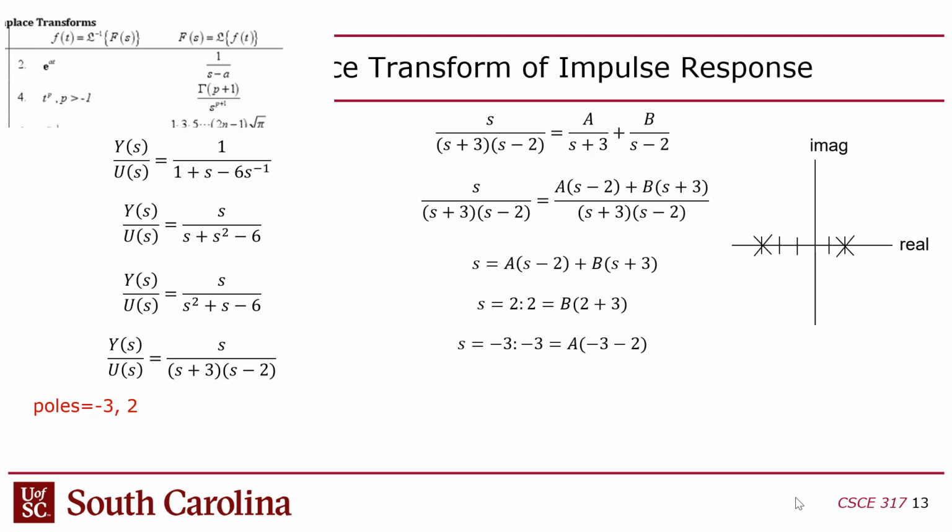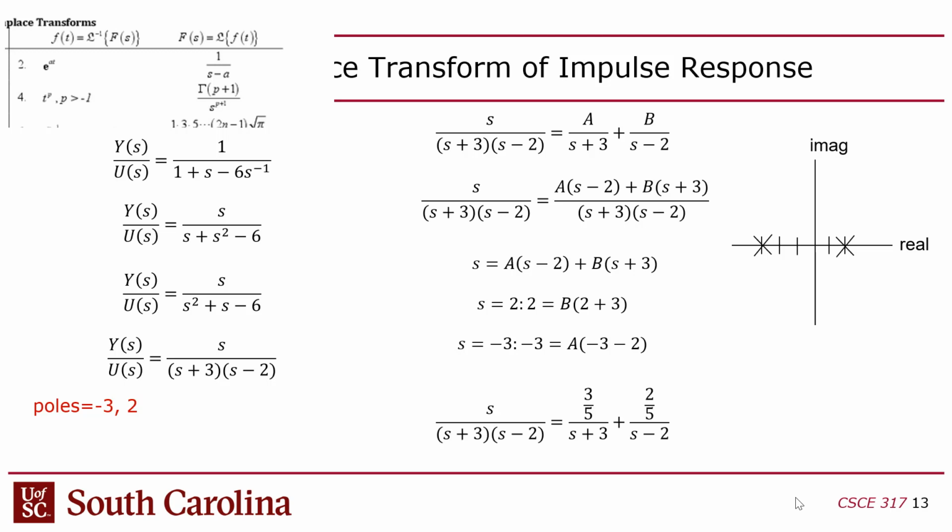And then you do the same thing for the a side. You set s to be -3, and that eliminates the b side. -3 plus 3 is 0, and that zeroes out b times 0. And then on this side, you've got a times (-3 minus 2) equals s, which is -3. And so you end up with two separate equations, where you're left with just b as an unknown in one equation and a as an unknown in the other, right? And then you can solve for a and b.